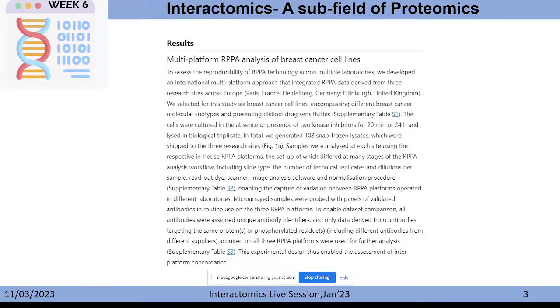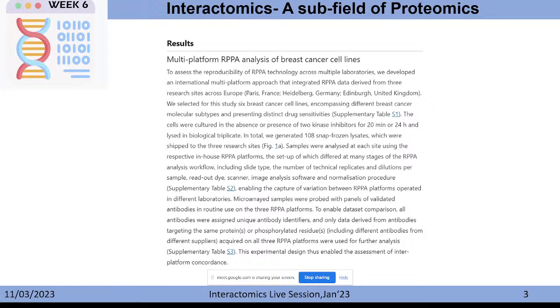Then the cells were treated in the absence or presence of a treatment, which was their experimental design, and they generated 108 snap-frozen lysates. The lysates were prepared and then samples were analyzed at each site using their respective in-house RPPA platforms. The setups used different methodologies across many stages of the RPPA analysis workflow, including slide type, number of technical duplicates and dilutions for samples, readout type, readout dye, scanner, image analysis software, and normalization procedure, enabling the capture of variation between RPPA platforms operated in different laboratories.